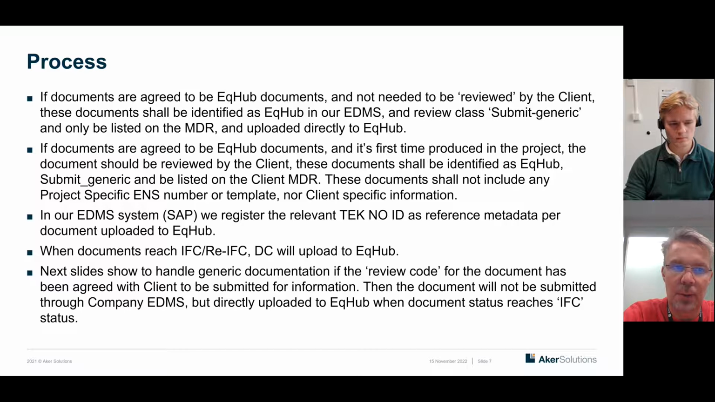However, if in some cases we first time produce equipment in a project which are potentially reusable, we then start the production in the same manner as we do for project-specific documents. We create the documents, we send them then through the client's EDMS system for review. When it's reviewed and approved, we then upload it to EqHub, and then it's potentially reusable for next project, next client.